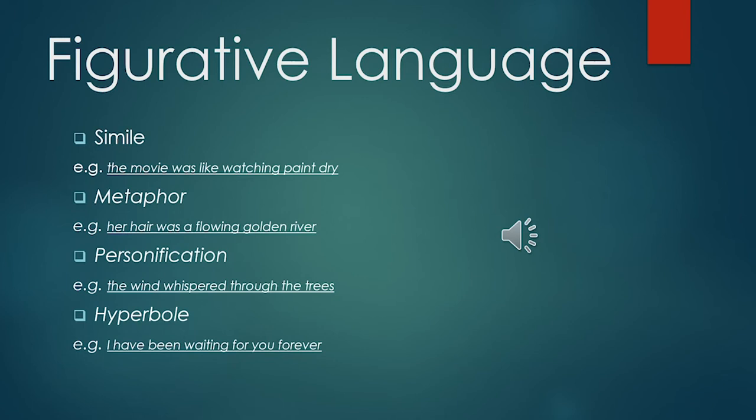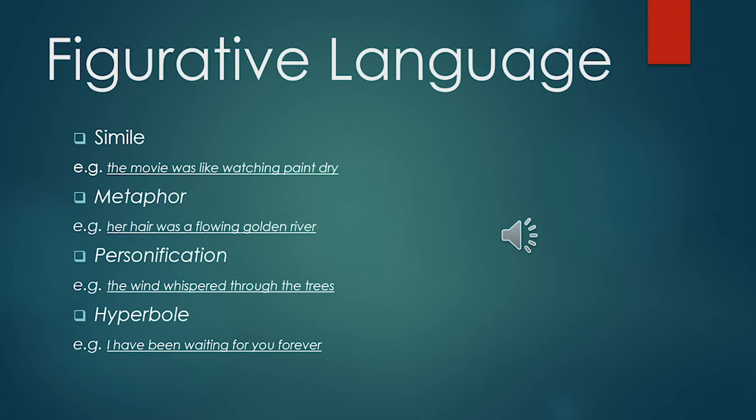The key difference is you are comparing two things using like or as when you do a simile, but with a metaphor, you are actually saying that something is something else. Okay. A very common example would be if you ever watch sports, like a football game or a basketball game, and they're talking about a player and they say, he was a rock in the defense.